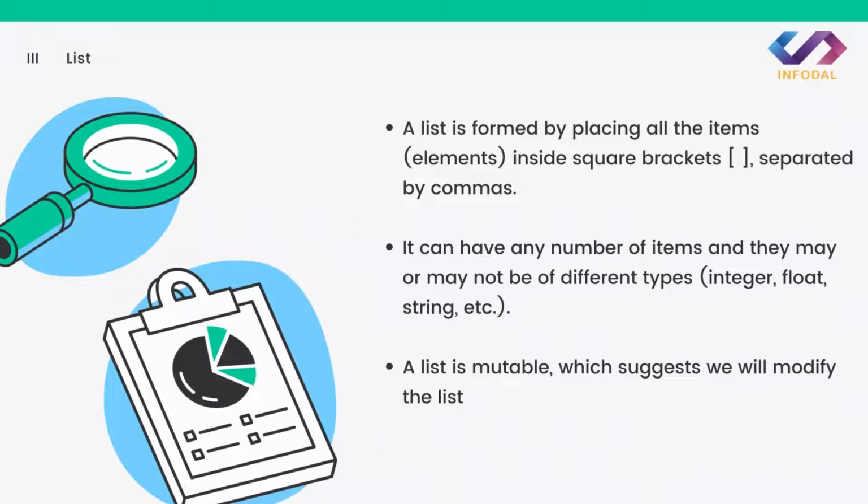Okay, a list is mutable. So you might be thinking, what is mutable? Mutable means you can modify a list, like delete, add, change, etc.